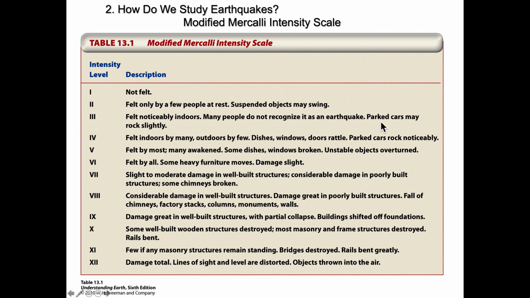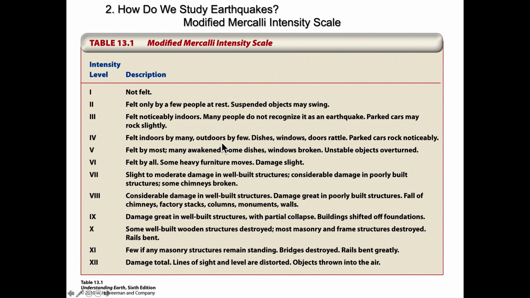Now, the cars are going to be acting like that weight in a seismograph. They're going to tend to remain stationary as the earth moves around them. The suspension of the car is going to allow it to maintain its station as the earth moves back and forth beneath it. Now, intensity level 4, felt by many indoors, felt by a few outdoors.